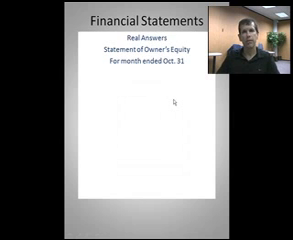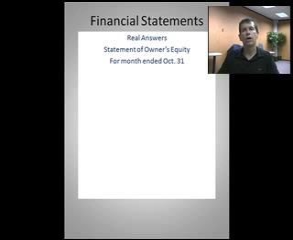So here again we identify the name of the company. It's Real Answers. And we identify what is the document we're producing. We're producing the statement of owner's equity. And then very important, we identify the time period. Well, a statement of owner's equity, like I said a few seconds ago, explains how ownership changes from the start of an accounting period to the end of an accounting period. So a statement of owner's equity is telling us what happened during a period of time. So we have to identify the period of time, and in this case, it's for the month ended October 31st.